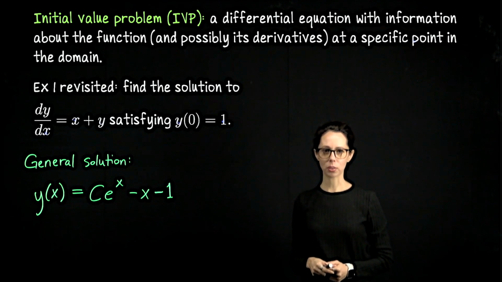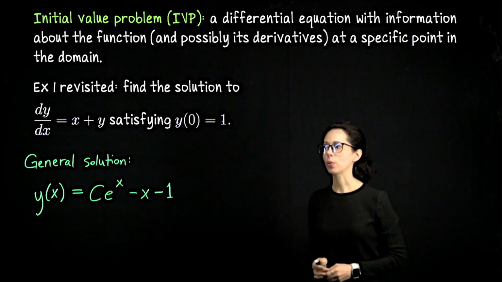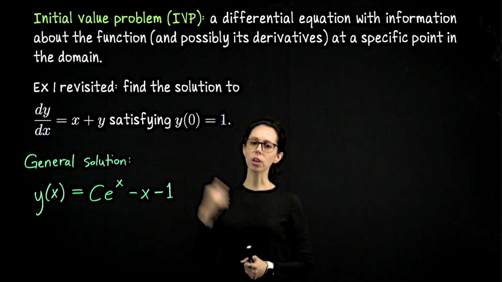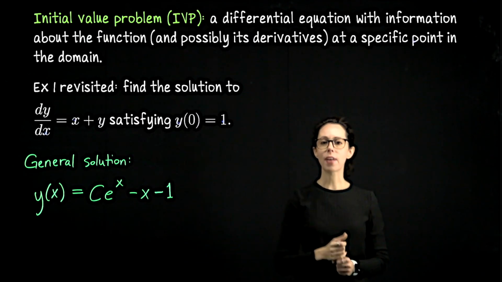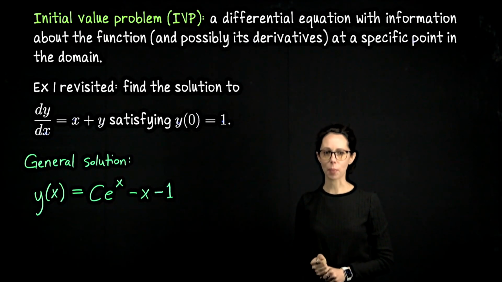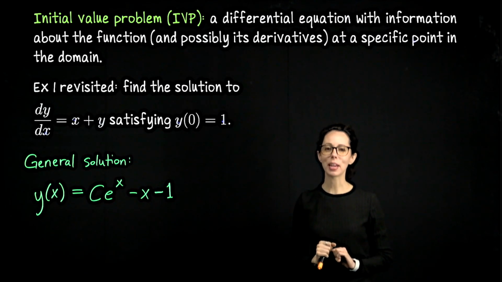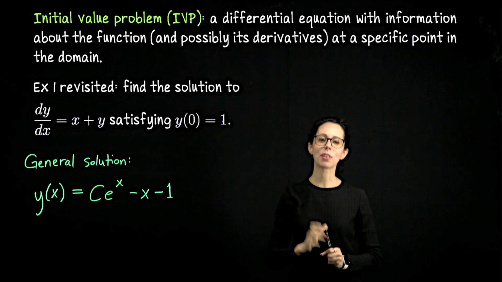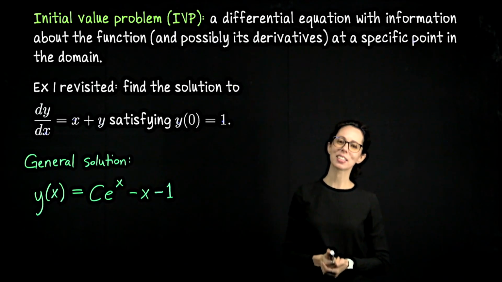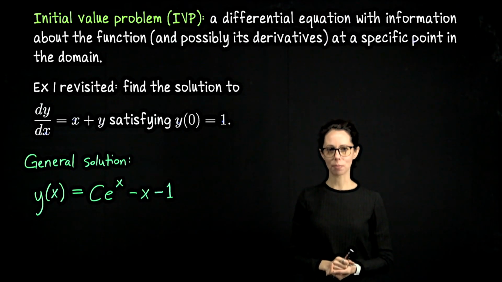You need to be told as much information as the order of the differential equation. So here, for our first example, we had a first order differential equation, so we need one piece of information, the value of the function at a point in its domain. For a second order differential equation, like the one that we'll look at in a minute, we will need two pieces of information. So that possibly some of its derivatives is actually not mysterious. You need as many conditions as the order of the differential equation.